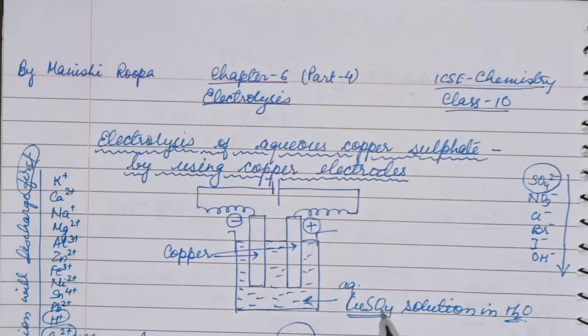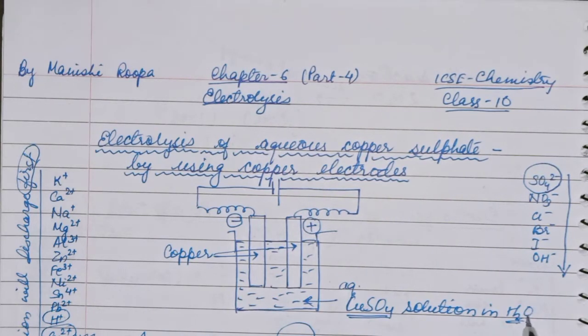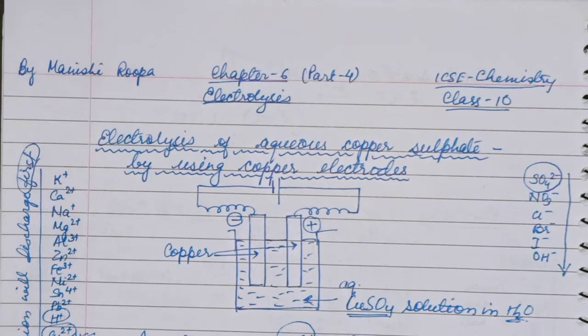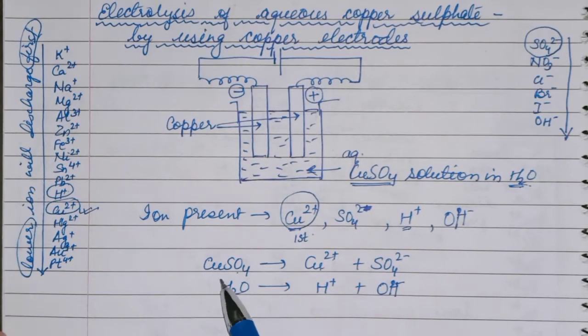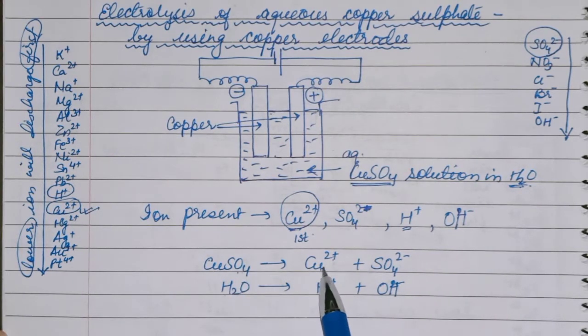Cu2+ ion and SO4 2- ion. At the same time, the water is also dissociating into H+ and OH- ions. So the reactions taking place are: CuSO4 gives Cu2+ and SO4 2- ions, and H2O gives H+ and OH- ions.